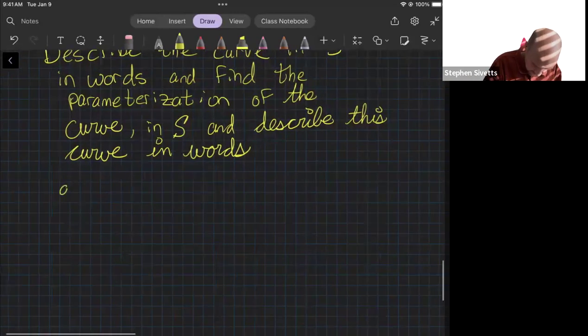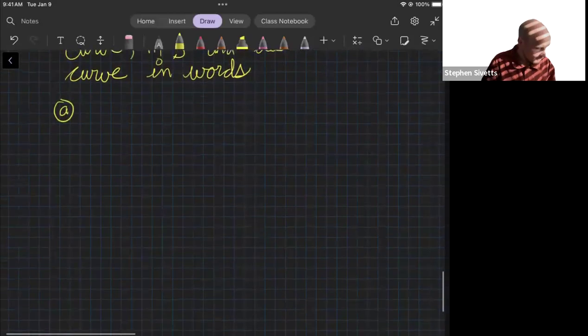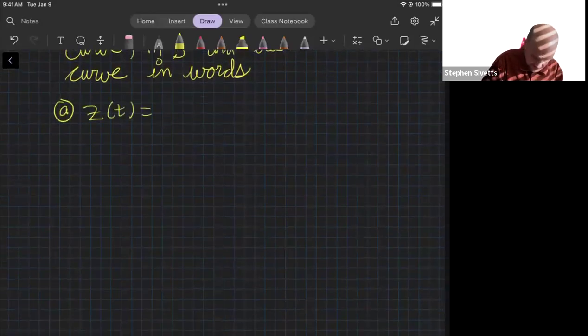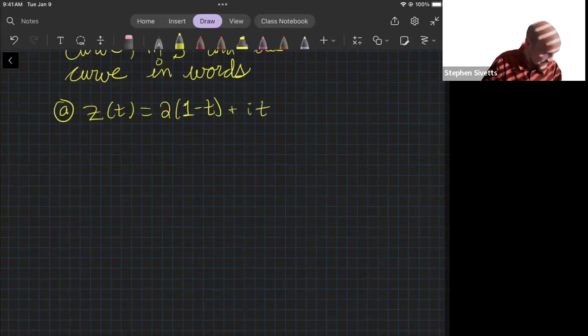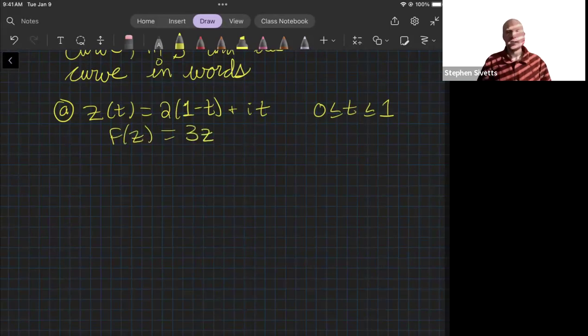So let's do part A here. So z of t is equal to 2 times (1 minus t) plus i times t. And we have our function f of z equal to 3z. So I want you to figure out the image of this parametric curve. Okay, so pause the video and I want you to work on this example.